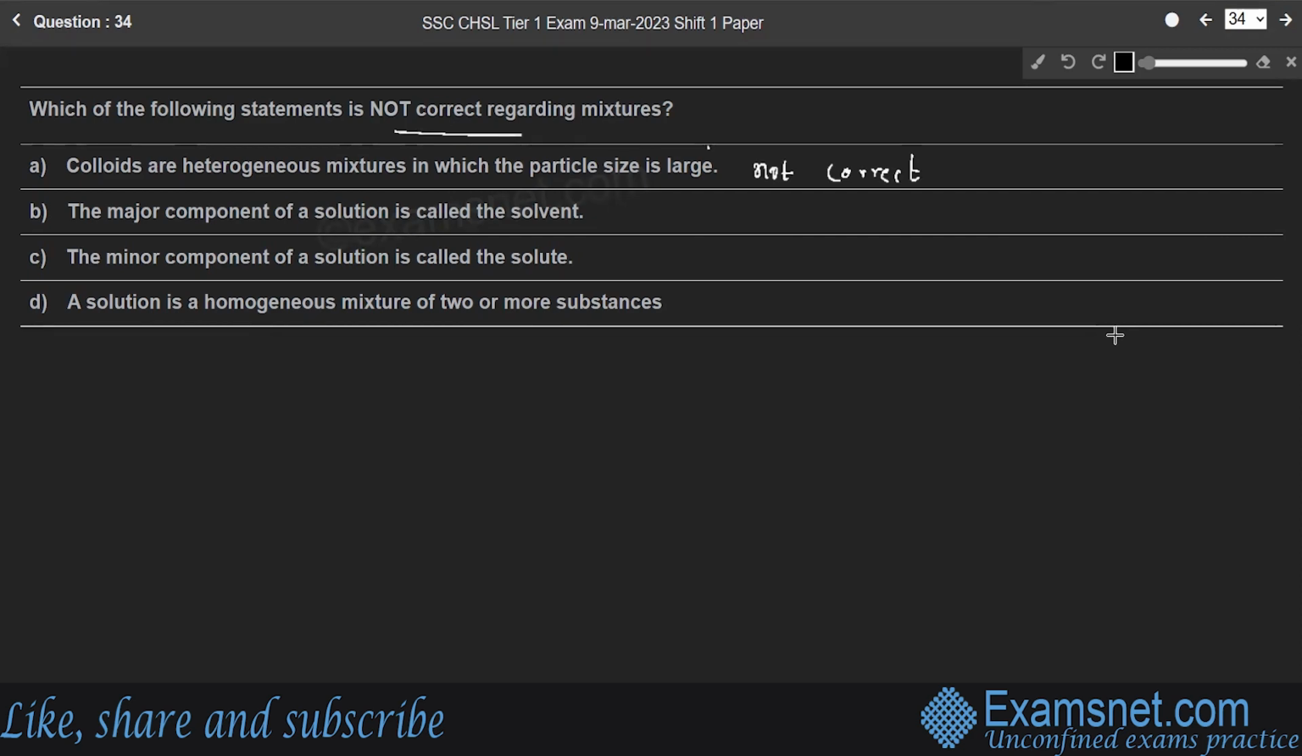Right? So whereas option B, the major component of a solution is called a solvent, is correct. Whereas the minor component of a solution is called solute, which is also correct. And a solution is a homogeneous mixture of 2 or more substances, which is also correct. Whereas the first one is not correct. Here generally colloid is a substance of gelatinous consistency, right? And it is not a heterogeneous mixture. It is a homogeneous mixture. Therefore, option A is not correct sentence.